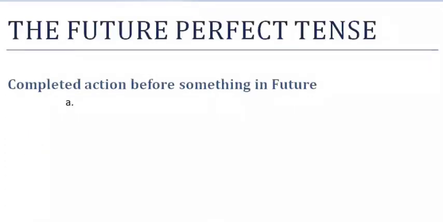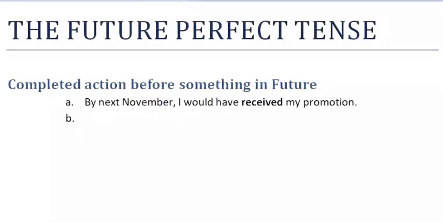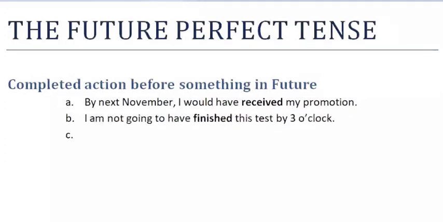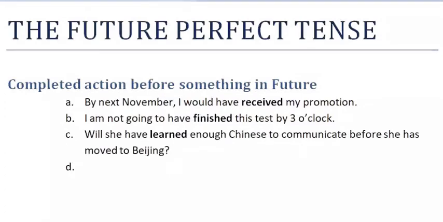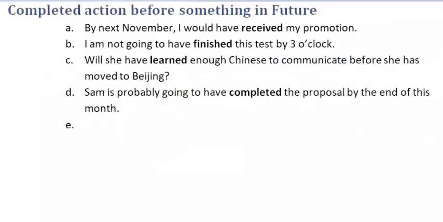The very first scenario of the usage of future perfect tense is when you want to talk about an action which is completed before some other action in future. Let's see some examples. By next November, I would have received my promotion. I am not going to have finished this test by 3 o'clock. Will she have learned enough Chinese to communicate before she has moved to Beijing?